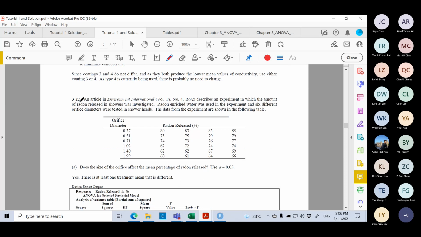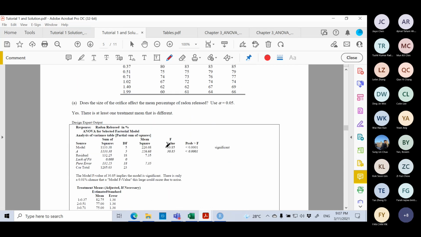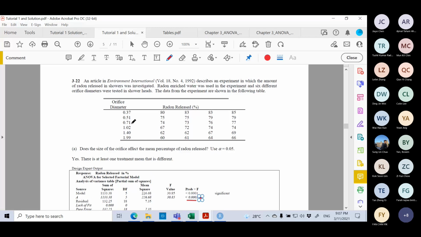For example number 2.2, this data set is of course from the journals. These are the results. They run the experiments and obtain them. They want to compare whether different diameters have a different effect on the gradient release. Of course, the result here again shows that there is a significant difference based on the p-value. Based on the p-value, there is a significant difference, which means that using different diameters will give you different results.